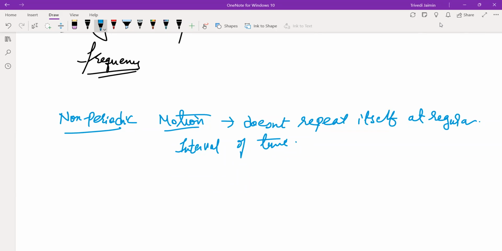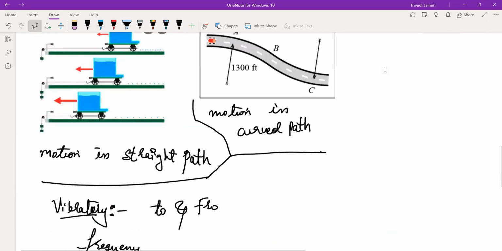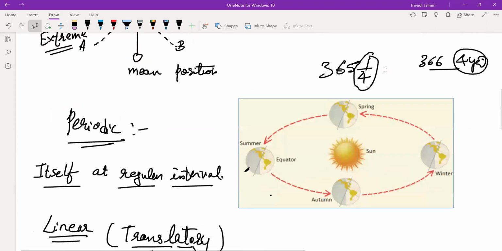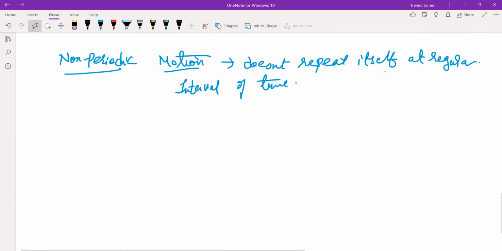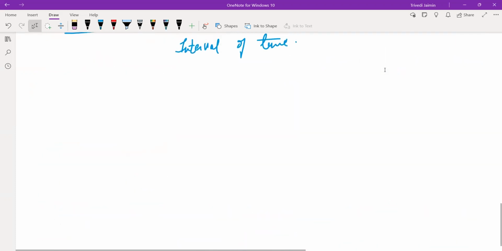Then what are we left with? Whatever motion we are left with? Sir, uniform and non-uniform motion. Yes, uniform, non-uniform, circular, rotatory. Sir, circular we discussed on that day. No, that is curvilinear motion. Yeah, in translatory motion, curvilinear and rectilinear.